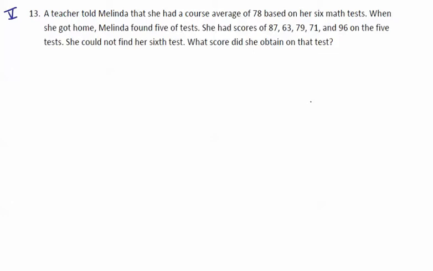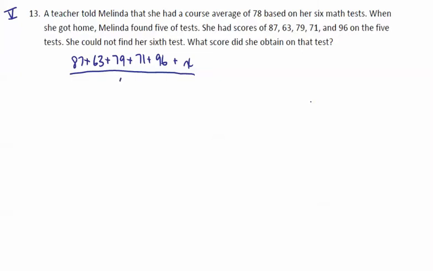In this problem, a teacher tells Melinda that she has a course average of 78 on her 6 math tests. When she got home, though, Melinda could only find 5 of the tests. She had scores of 87, 63, 79, 71, and 96 on the 5 tests, and she couldn't find the 6th test. But we're still going to put a placeholder there, a variable of x, so that we can include it in our calculations and figure out what that value should be.